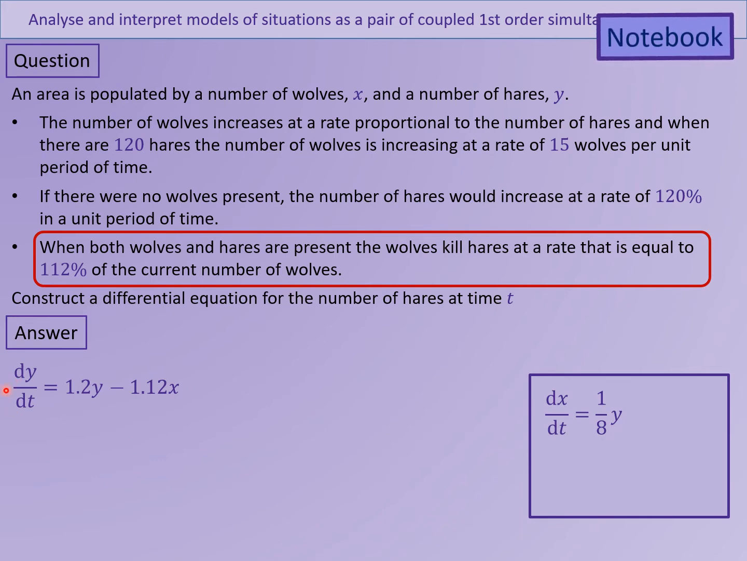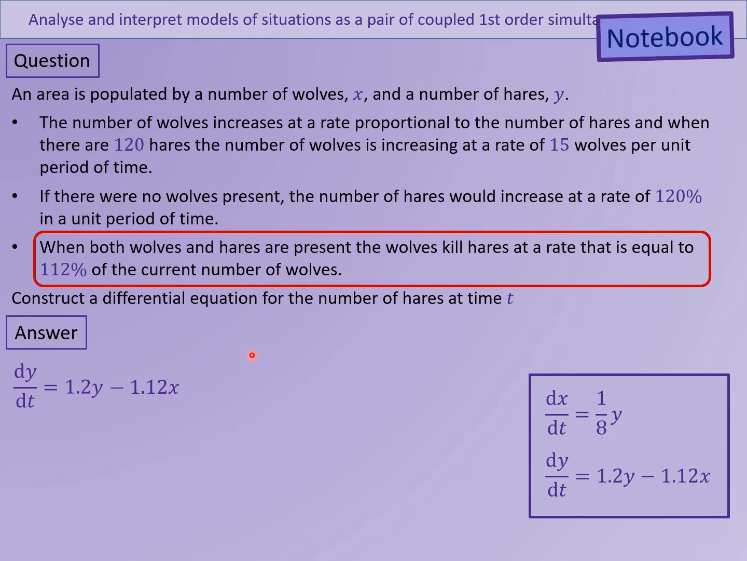Okay, so the rate of population of the hares is 1.2 times however many hares you have, take away 1.12 times the number of wolves. So the wolves eat away at the hares. That's going to give you a second differential equation. Now, once you've got those two differential equations, you can have a go at solving them. So you're now in a position to see if you can work out a formula for the number of wolves at a given time or the number of hares at a given time.